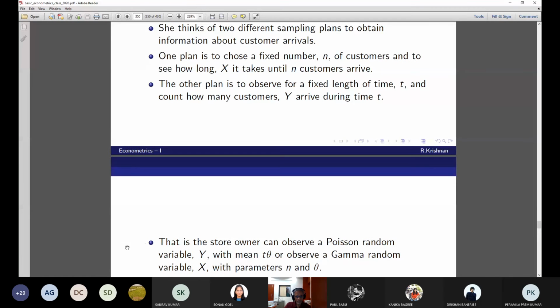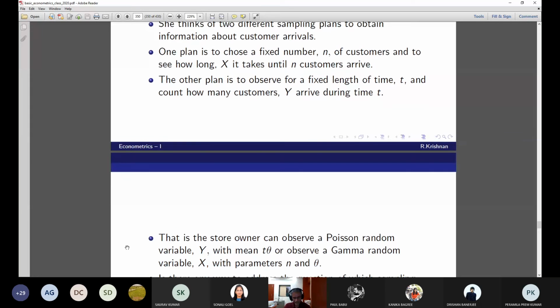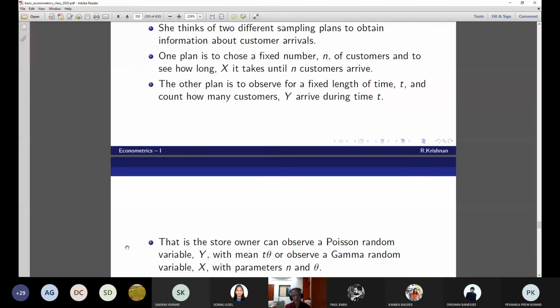Look at this. The store owner can observe a Poisson random variable y with mean t theta, or observe a gamma random variable x with parameters n and theta. Poisson distribution is always used to model counts, so that's why a Poisson random variable. And the gamma random variable is used for the other idea, the second plan.